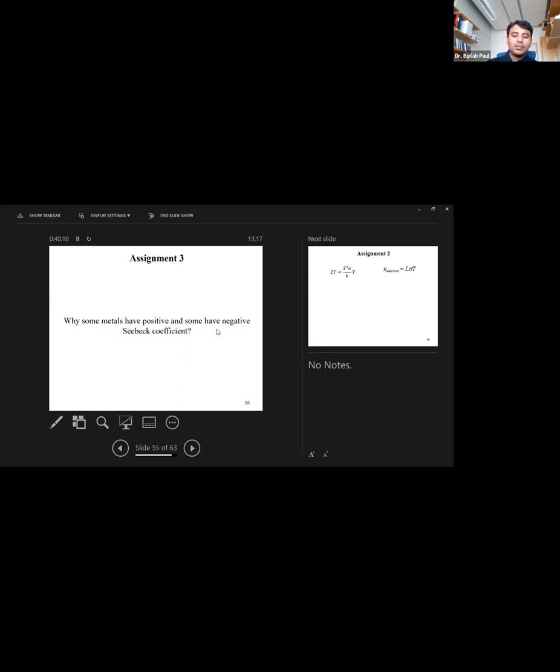And generally, metals have electrons as charge carriers. So the Seebeck coefficient should be negative. But some metals also show a positive value of Seebeck coefficient. So why do some metals show positive Seebeck coefficient and some metals show negative Seebeck coefficient?